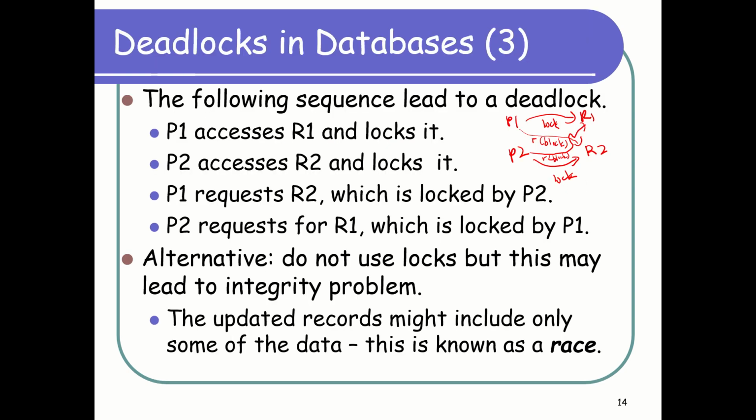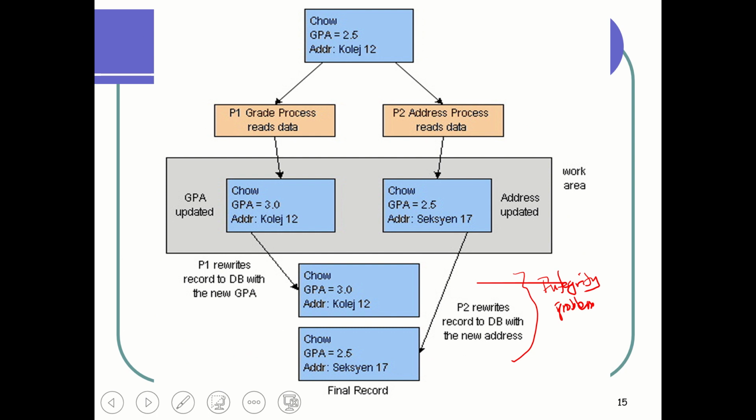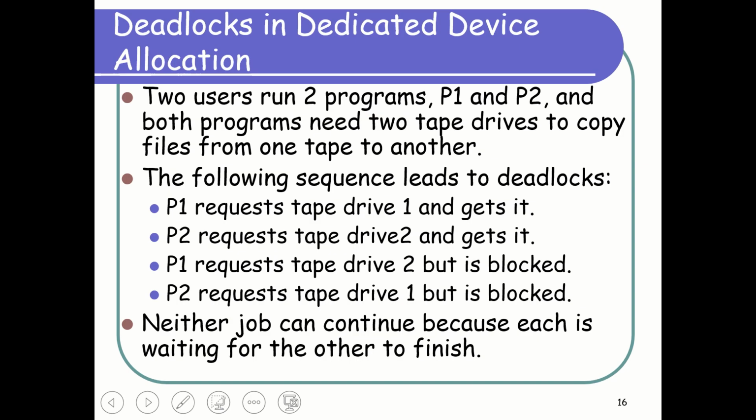If you allow only some of the data to be accessed, this is known as a race. Let's say P1 can only update the grade, so GPA 3.0, and P2 can only update the address, and the others remain untouched. So the address is changed here, and the grade is changed here. So you have two different values, which is the integrity problem, which is not true.